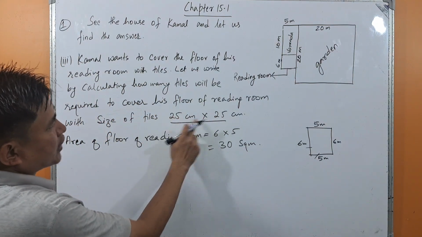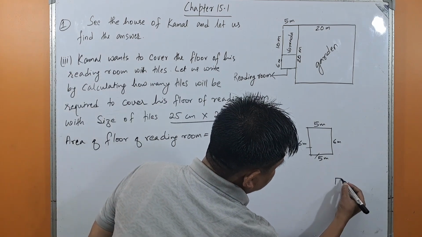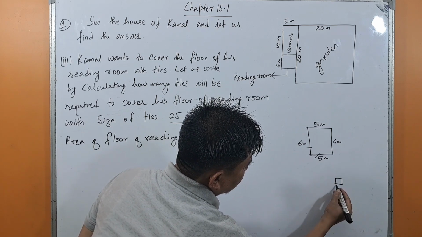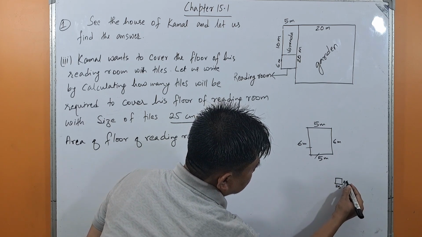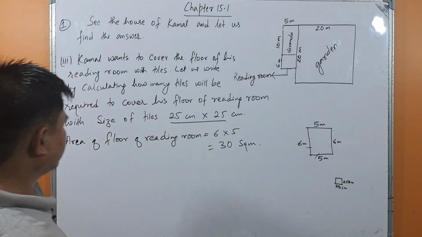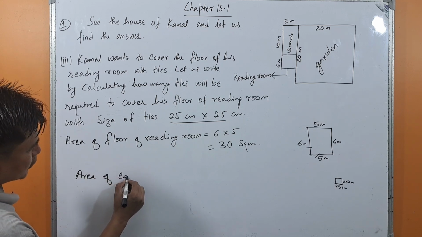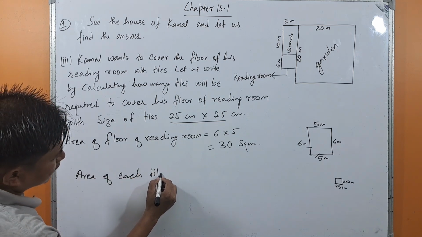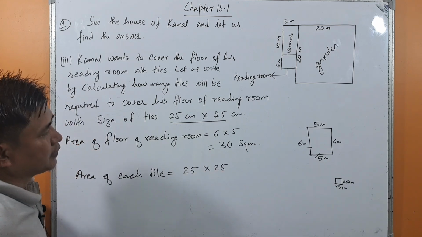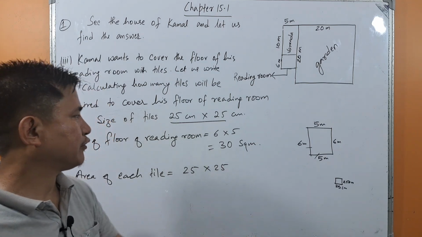Now the area of each tile is 25 into 25, isn't it? Each tile is in the shape of a square of 25 centimeter side. The length of each side is 25 centimeter. So the area of each tile is equal to 25 into 25, isn't it? But this is in meter and this is in centimeter. We have to make the unit the same.